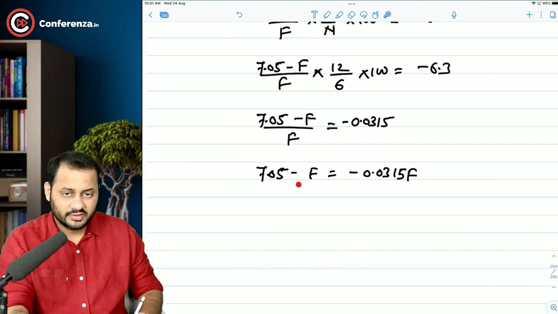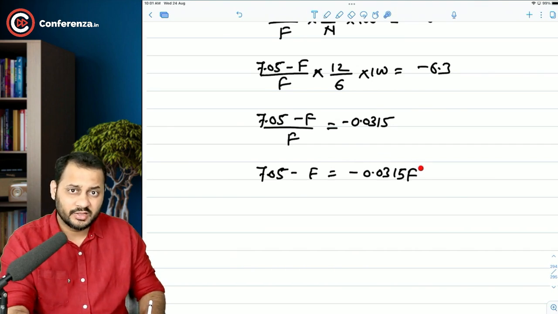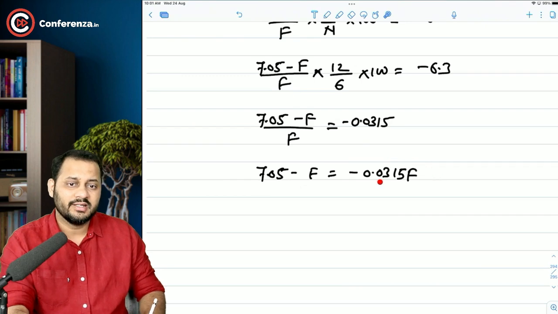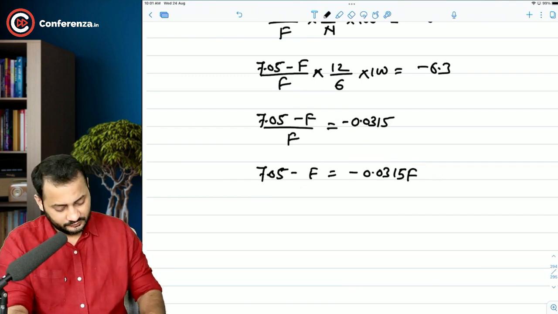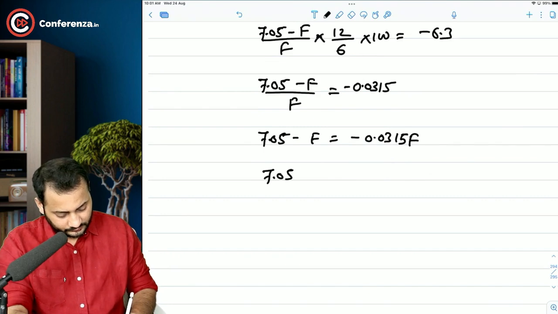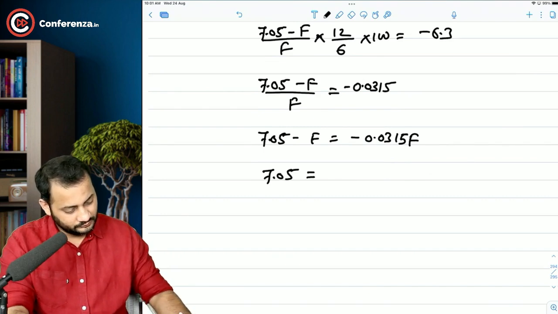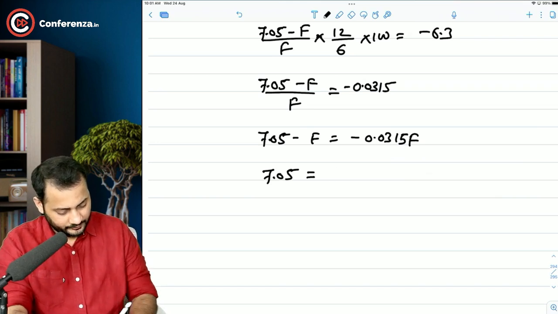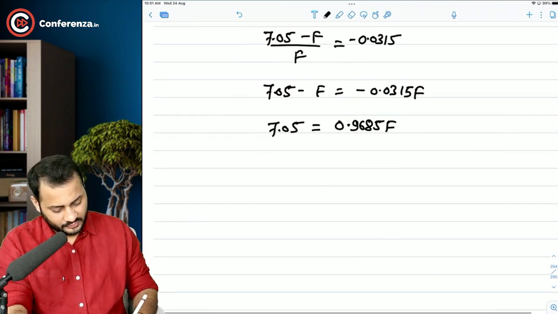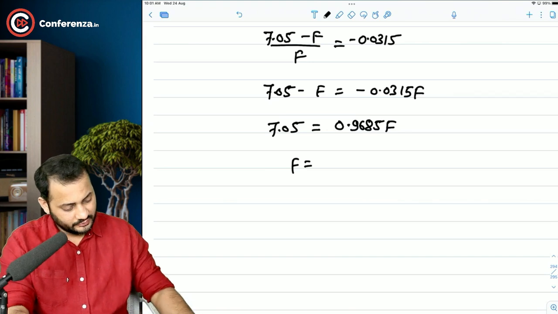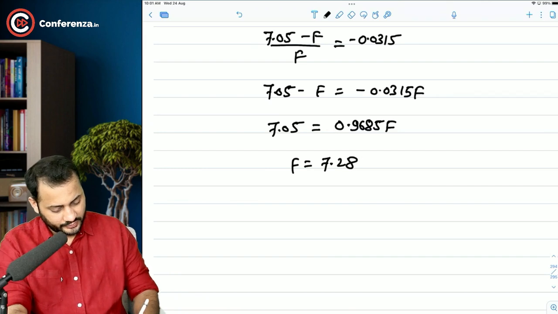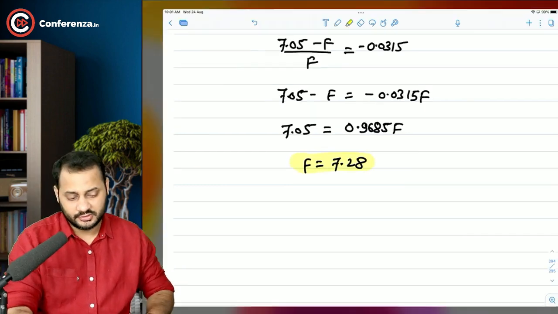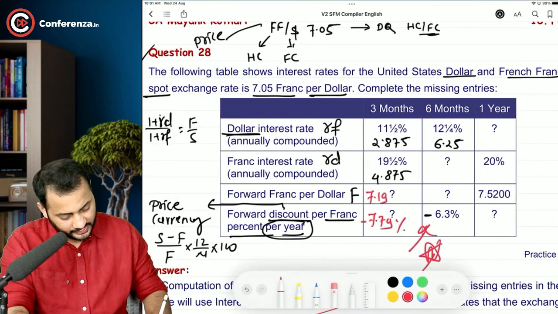Now if you transfer this minus 1F to that side, it will become plus 1F. So 1 minus this value will be the result, 0.9685 F. Now you can clearly see the forward rate is equal to 7.28. So this is your first answer. 7.28 is the forward rate. You can write it here.